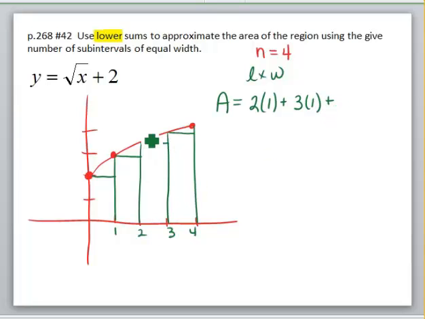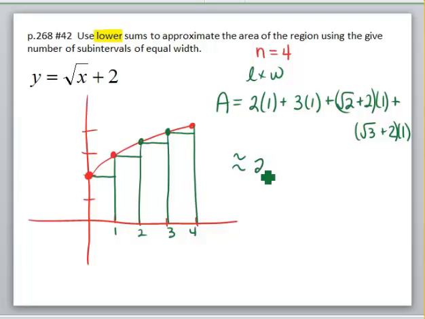Plus this next one, there's actually a dot right here, but we don't know what that is. So we'd have to plug in 2 to be able to figure out what that is. So it would be the square root of 2 plus 2 times the width of 1, plus, then I'm going to plug in 3, so I know the height of this rectangle, which would be the square root of 3 plus 2 times the width of 1. This will give me an approximate area underneath the curve of 2 plus 3 plus 2 plus square root of 2 plus 2 plus square root of 3.